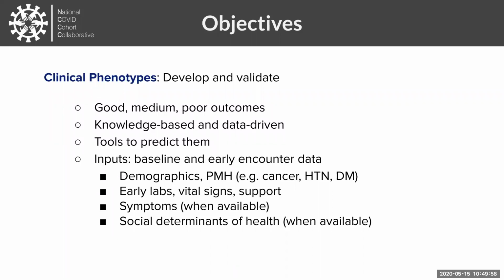The inputs to these phenotyping tools might be baseline and early encounter data, demographics and key features of past medical history, including cancer, hypertension, diabetes, that have been associated with outcome, as well as early laboratory results, vital signs, necessary support. There's a lot of interest in clinical symptoms and symptom history when available, as well as social determinants of health from those sites where that's available.